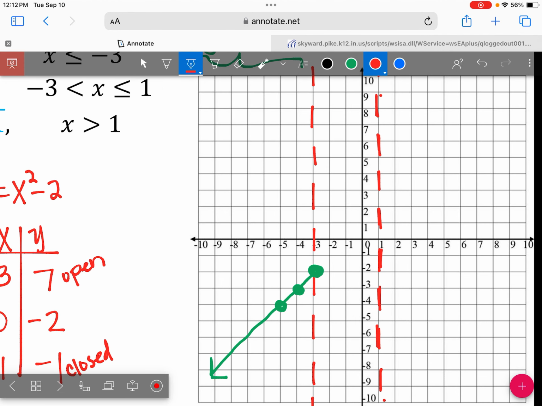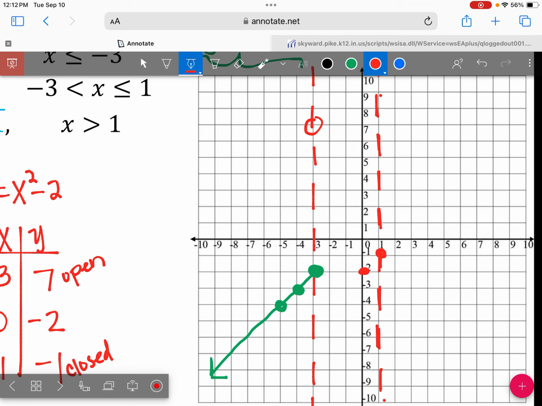Let's go ahead and plot that. So -3, 7. Sorry, I put that in the wrong place. -3, 7. Wait, it's open. You're right. See, I'm glad you're paying attention. Thank you, Jenny. Appreciate you. And then 0, -2. And then a closed circle at 1, -1.